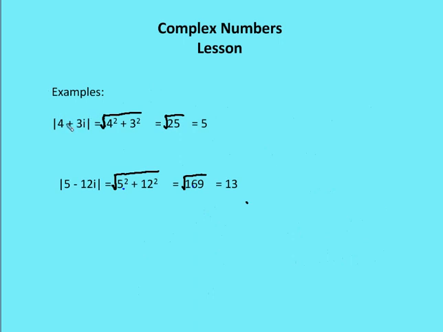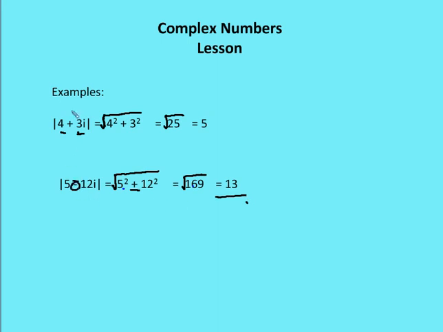So let's take some examples. The absolute value of the complex number 4 plus 3i is the same as the square root of 4 squared plus 3 squared, which is equal to the square root of 25, which is equal to 5. The absolute value of 5 minus 12i is equal to the square root of 5 squared plus 12 squared, which is equal to the square root of 169, which is equal to 13.